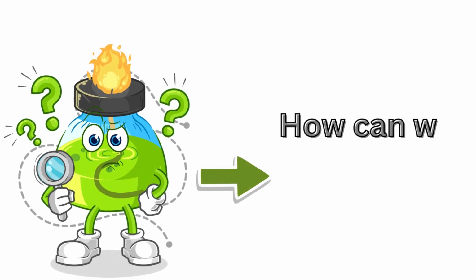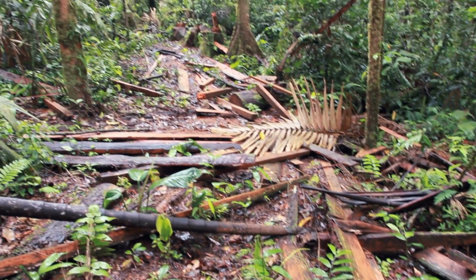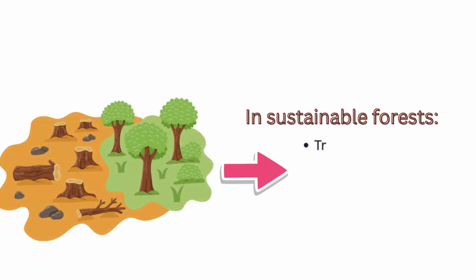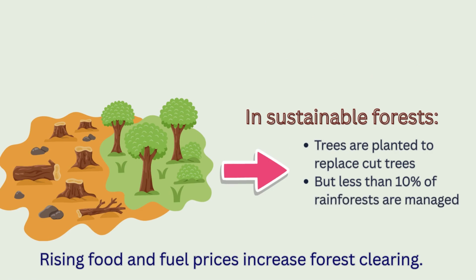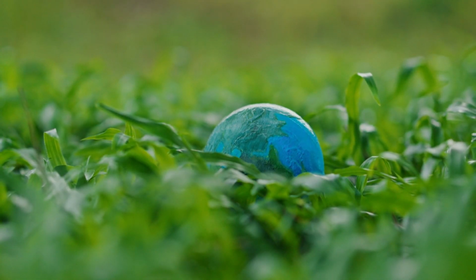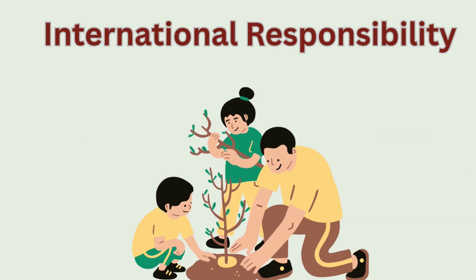So now the question arises, how can we reverse that impact? In forests that are managed to be sustainable, trees are planted to replace the ones that are cut down, but less than 10% of rainforests are managed like this. Rising food and fuel prices make it more likely that forests will be cleared to grow crops. So we can solve this problem by making forests more valuable, sustainable forest, by planting more trees.